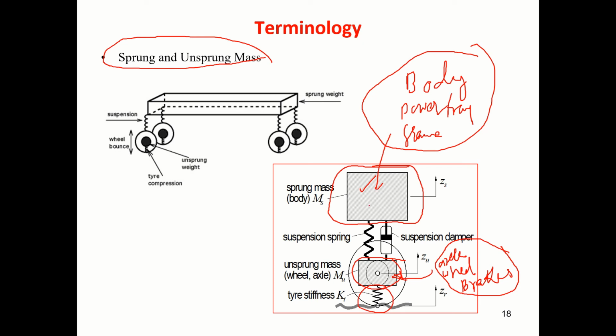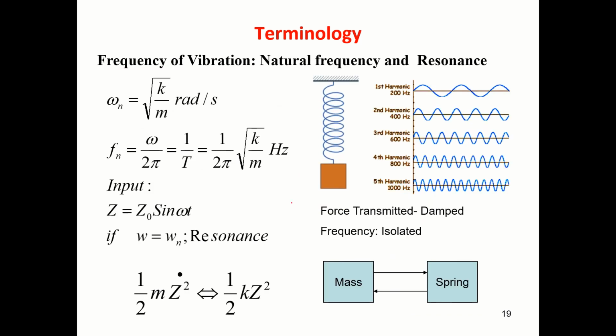So sprung mass sits on the suspension. The control arms, the spring, the damper, that is the suspension part of it. Half of that mass you transfer here, half you transfer here. That is what we call the sprung mass and the unsprung mass. Right. Next.